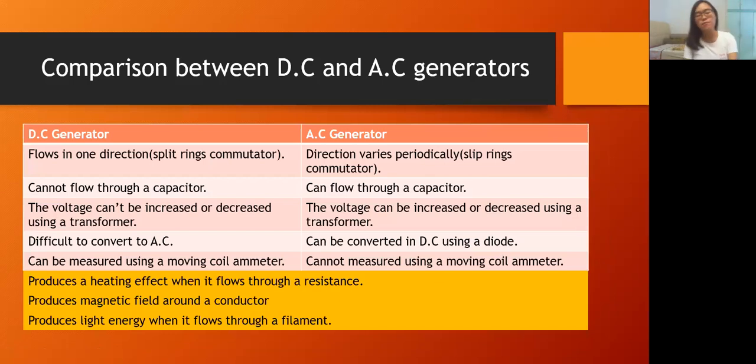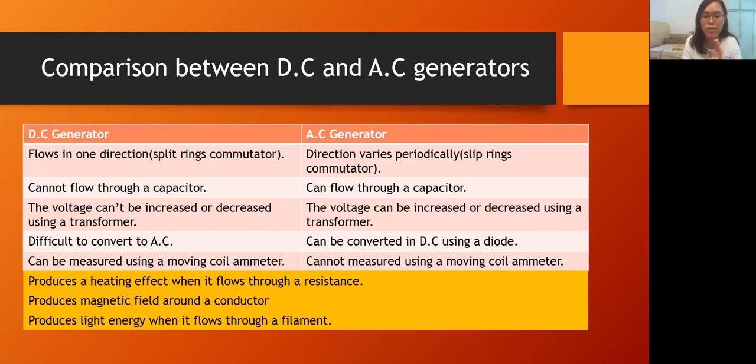For a DC generator, it allows the current to flow in one direction only because of the split-ring commutator. For an AC generator, the direction of the current varies periodically because of the slip rings. DC cannot flow through a capacitor, and AC can flow through a capacitor. So what is a capacitor? You will learn more in chapter 4. It's actually a storage of charge. When the supply is off already, it helps to release the charge back, making the current smooth. But you will learn more in chapter 4, don't worry about it.